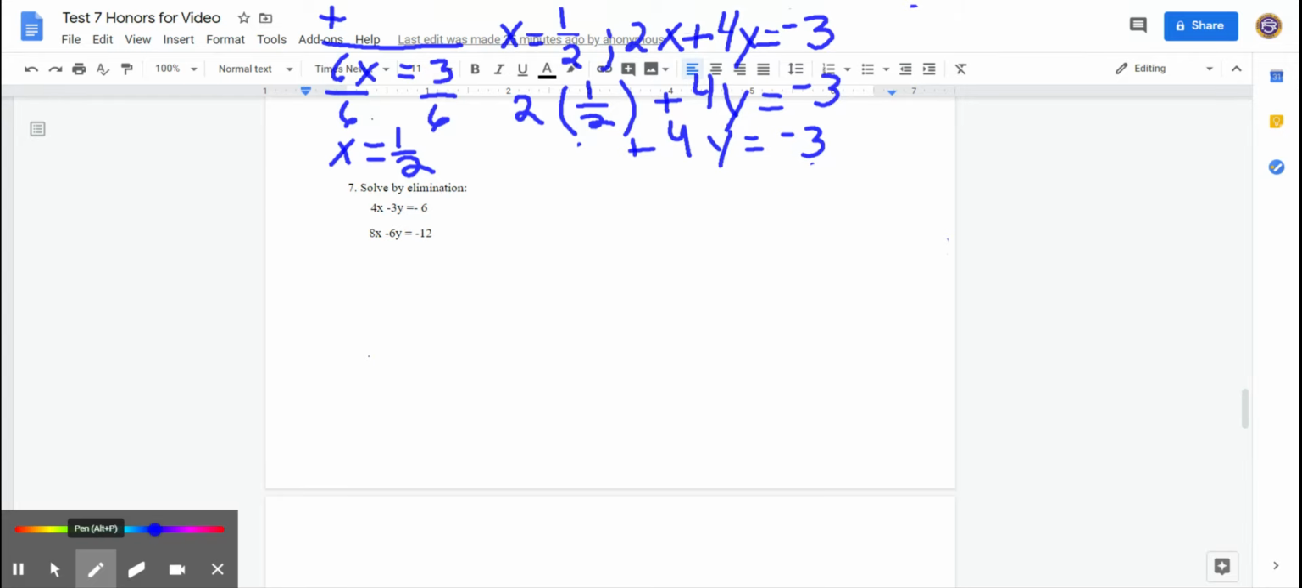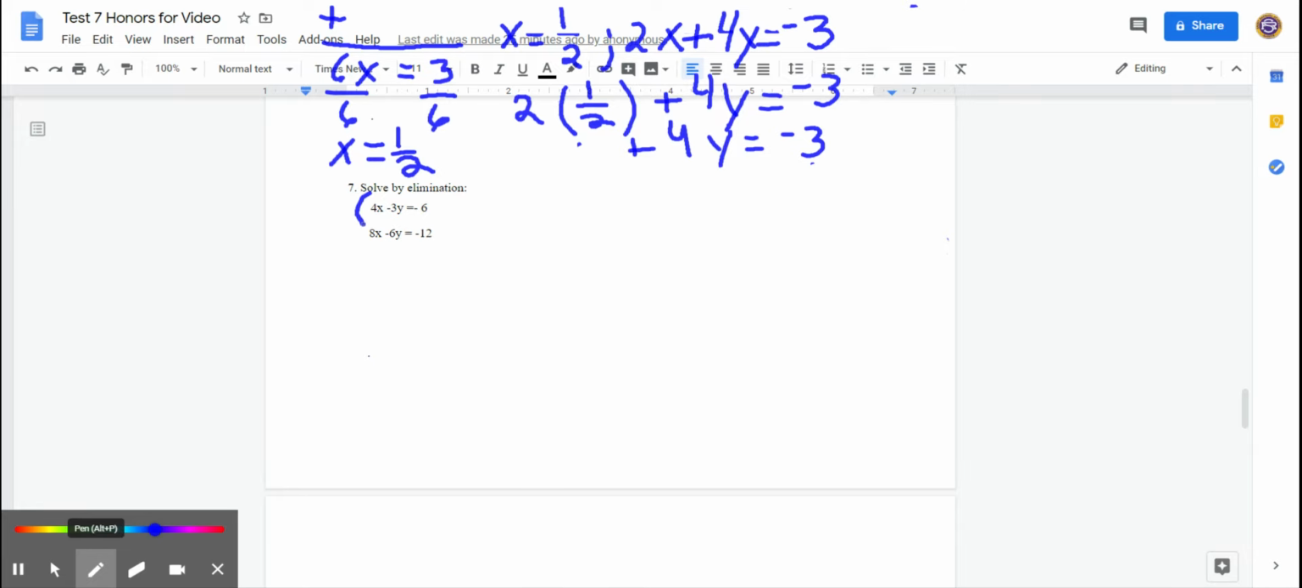Well, now when we look at those, neither x nor y has opposite coefficients. So we have to make them opposite. If I choose to get rid of my x's, one coefficient is 4 and the other is 8. So if I multiply that 4 by -2, I'm going to get -8. And when I add -8 to 8, it's going to be eliminated, hence the name of the process.